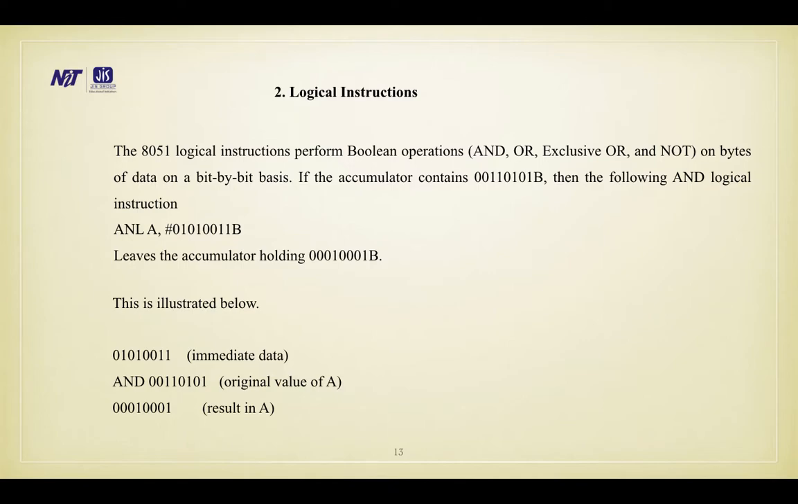Logical instructions. The 8051 logical instructions perform Boolean operations AND, OR, exclusive OR and NOT on bytes of data on a bit by bit basis. If the accumulator contains 00110101B, then the logical instruction ANL A, #01010011B leaves the accumulator holding 00010001B. This instruction is illustrated below.